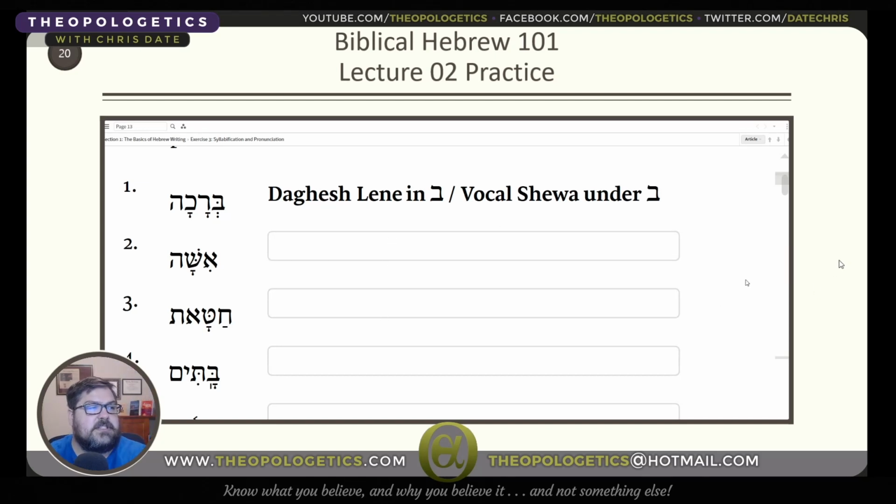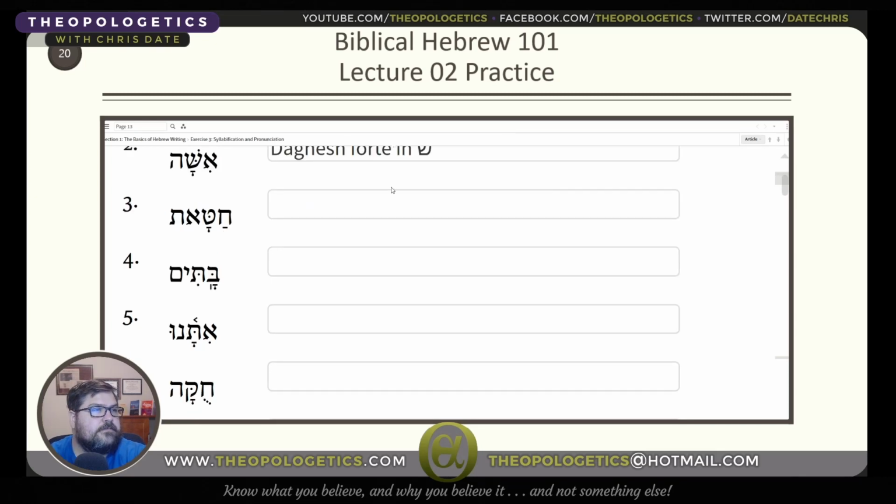All right, so in isha, we have a dagesh forta in sheen. And we know that because sheen is not a begad kafatz consonant. And we don't have a shava at all. In chatat, we have a dagesh forta in the tet. And we know that because the tet is not a begad kafatz consonant.